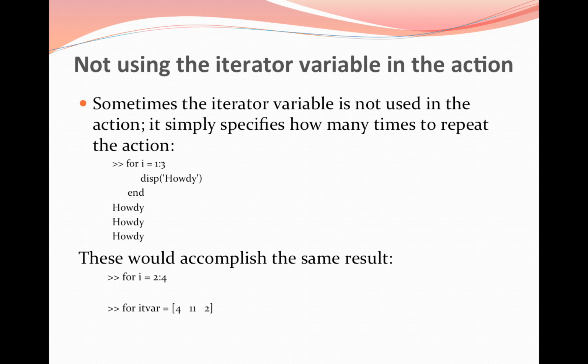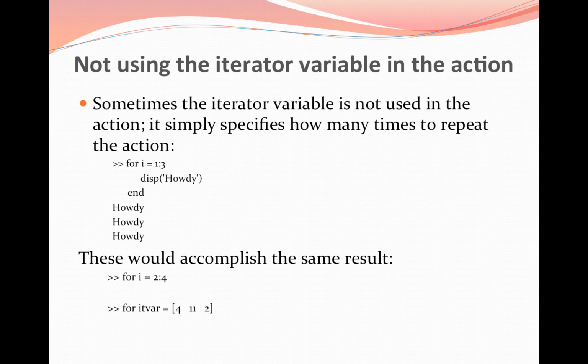For every value of the loop variable i, when i has a value 1, it prints howdy. When i has a value 2, it prints howdy. When i has the value 3, it prints howdy. So in this case, the value of i is not actually used. It's just specifying that we're going to repeat this action 3 times. Any vector that has 3 values in it would accomplish exactly the same result.